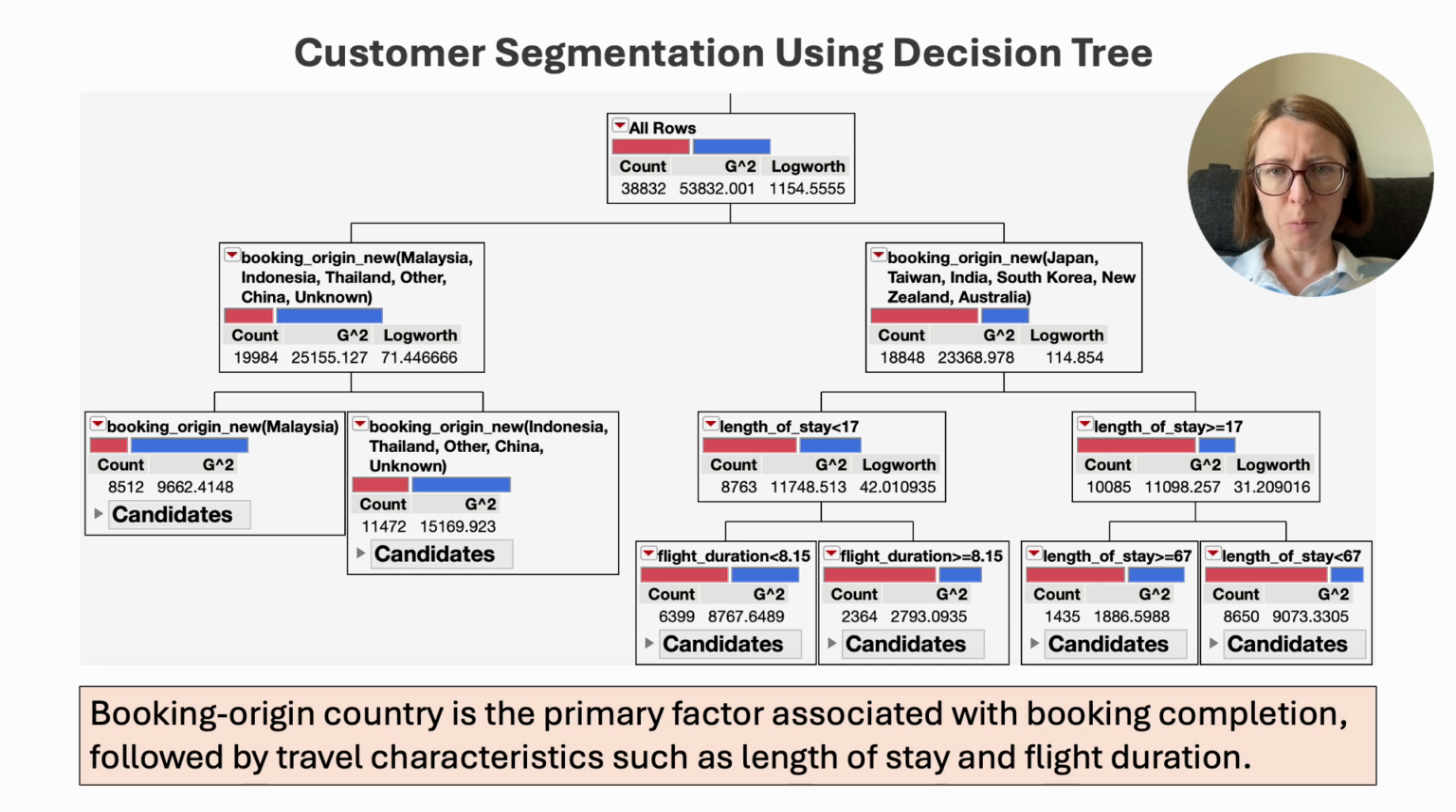Before comparing predictive models, I used a decision tree to better understand the customer segments in the data. Although the decision tree was not the final model, it clearly shows which factors are most closely associated with booking completion. The first split is based on the customer's country of origin. After that, the model separates customers by their length of stay and, for some groups, by flight duration. This tells us that both customer location and travel characteristics play an important role in booking behavior.